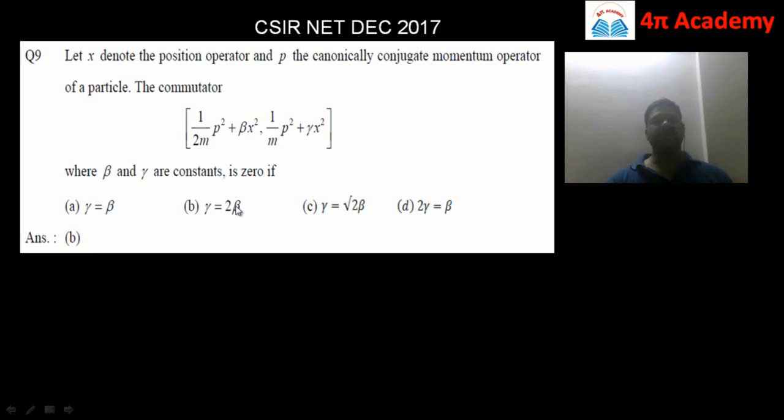So let us try this on your own and see whether your answer matches with the answer which is given, that is gamma equal to 2 times beta.